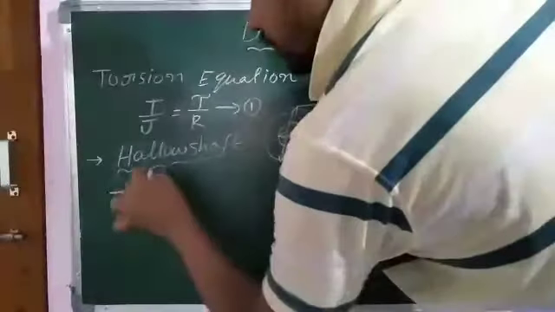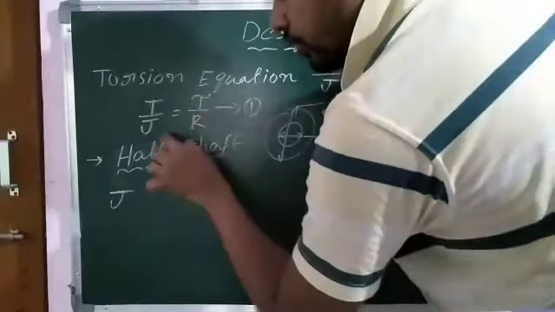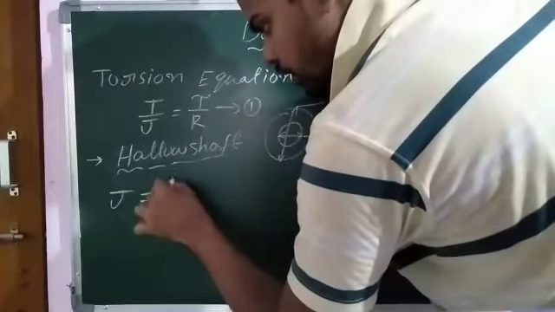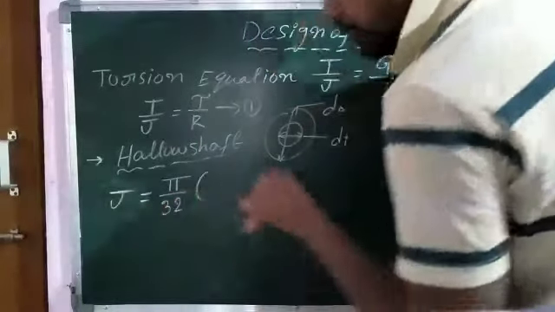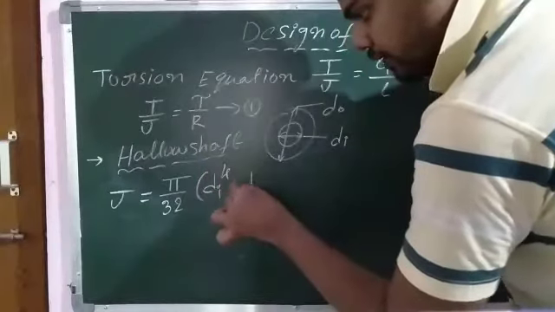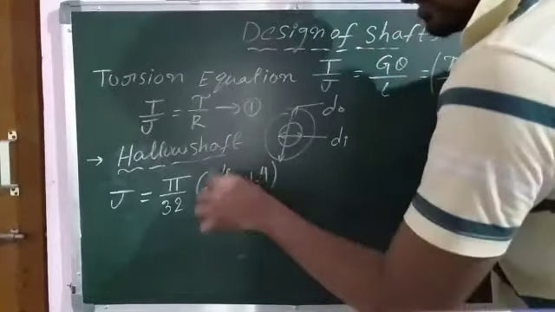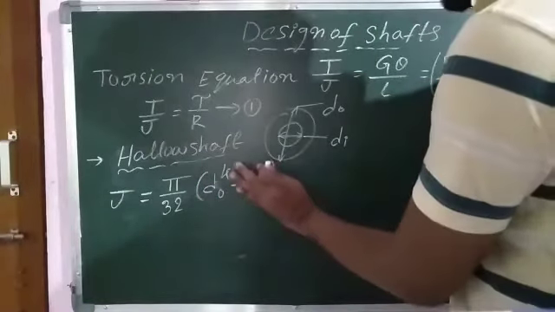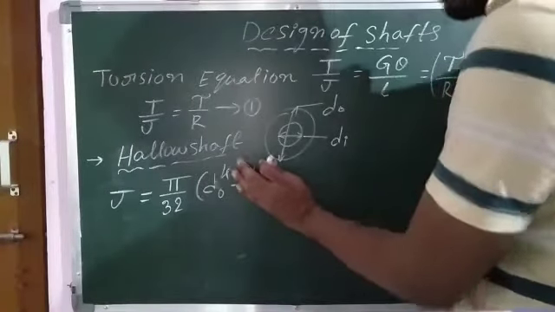Again the same procedure, using the same torsion equation, T by J is equal to tau by R. Here J is the polar moment of inertia for a hollow shaft. What is the formula? Pi by 32, instead of d power 4, d naught power 4 minus d i power 4, that is, outer diameter power 4 minus inner diameter power 4. This is the formula. For a solid shaft, it is just d power 4, because we have only a single diameter.